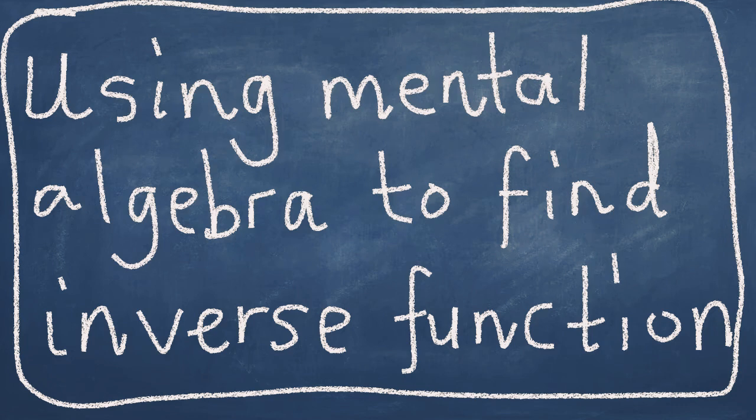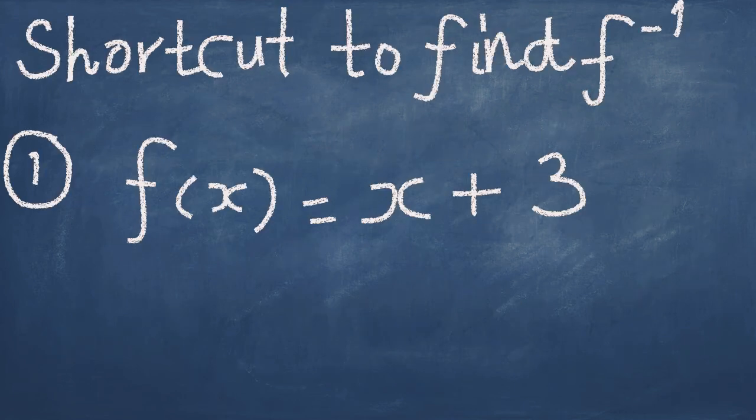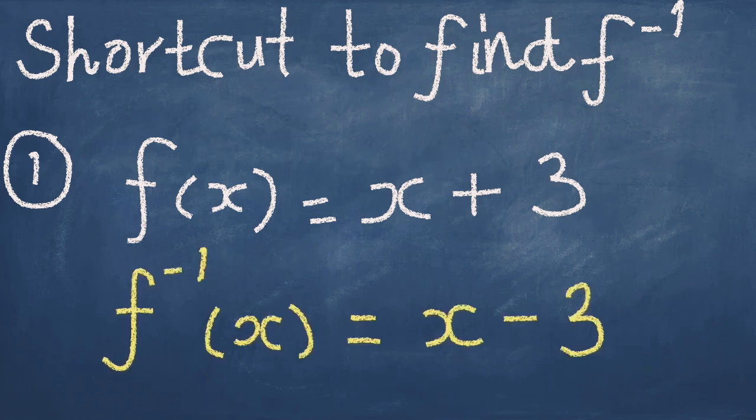Alright, first you have to imagine that you have an imaginary x in your brain. So just imagine that you got an x in your brain. We're gonna use very simple algebra. First, if you look at the first example, we have x plus 3. Imagine you bring over the 3 to your imaginary x, so you have x minus 3. So the final answer, f inverse, will be x minus 3.